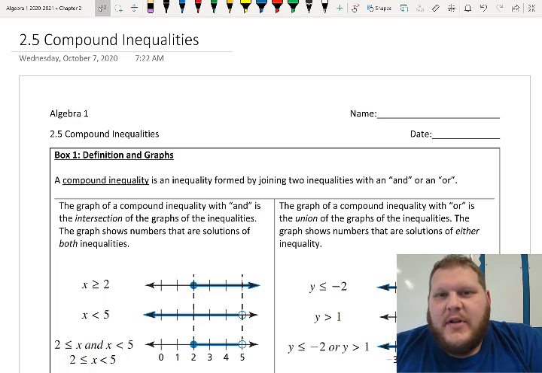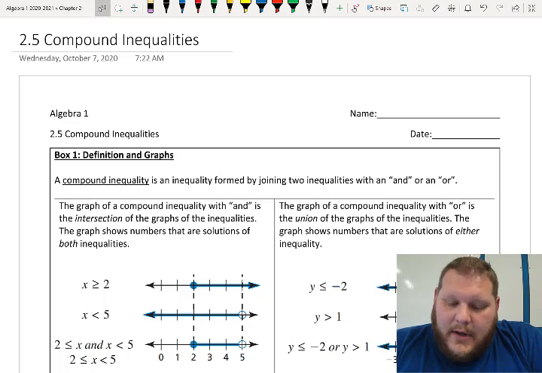Hey guys, today we're talking about 2.5, which is all about compound inequalities. Compound inequalities is basically just taking two inequalities that we've been used to working with and combining them together into a single thing. We've got two different ways that we'll classify compound inequalities. We have something called an AND inequality and an OR inequality.